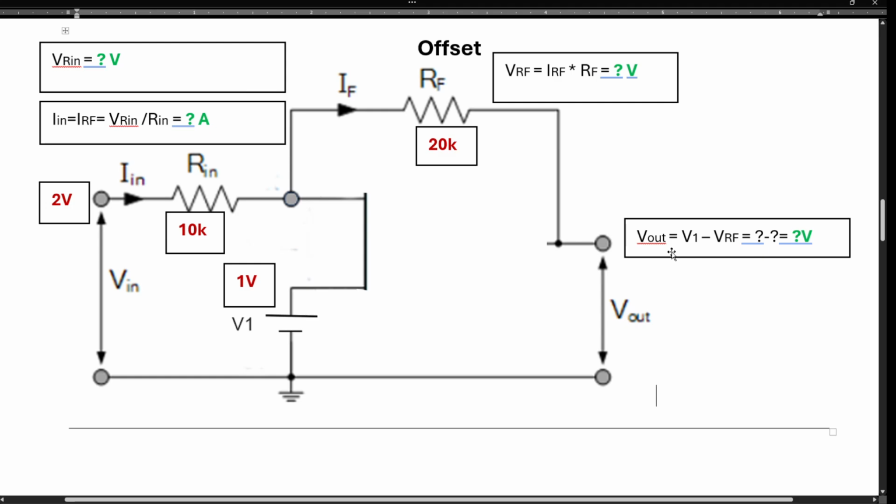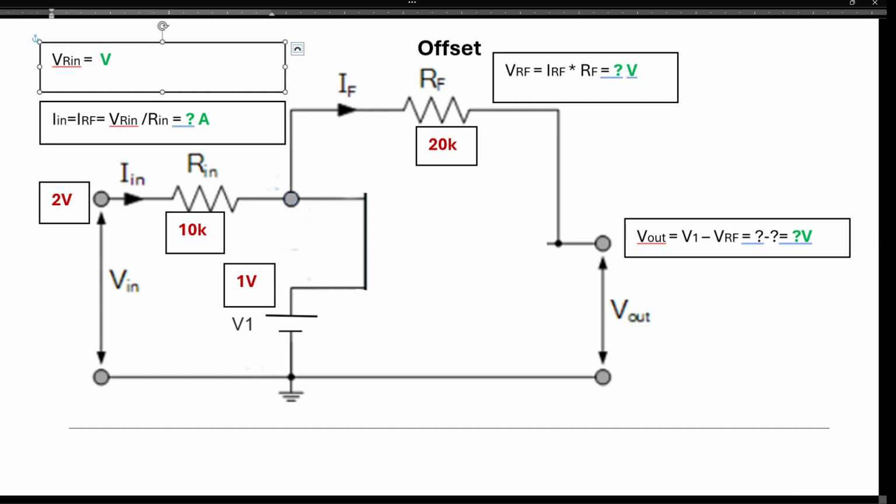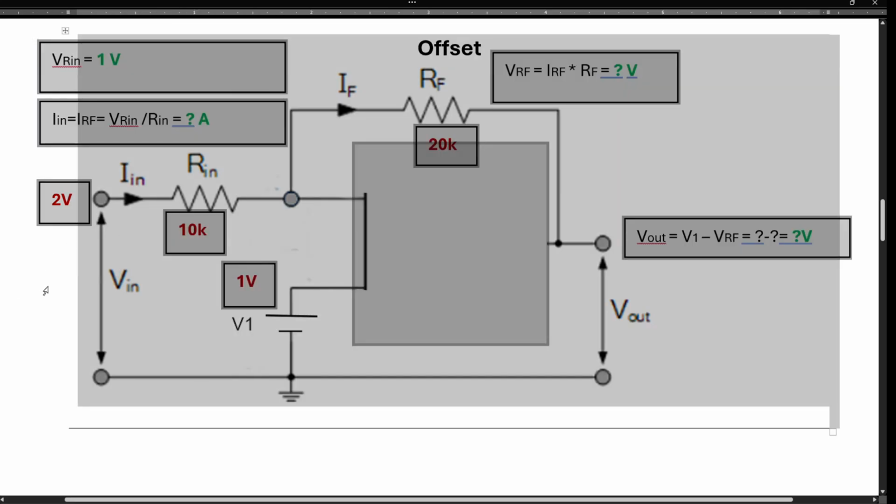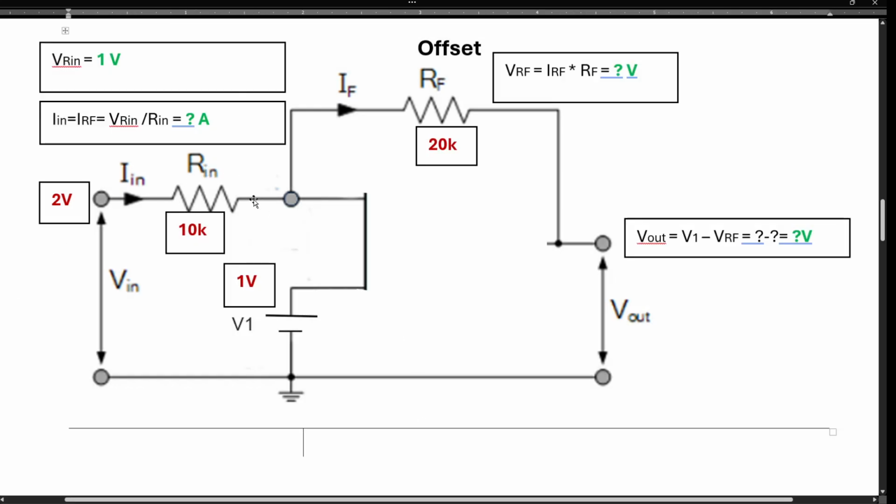Okay. All right. So I'm going to find out first the voltage across this resistor because it's going to be easy for us to figure out, since we have 1 volt here and we have 2 volts here, the difference between the 2 volts and 1 volt here. Of course, that is 1 volt. The voltage across this resistor is 1 volt. From here to here, 1 volt.